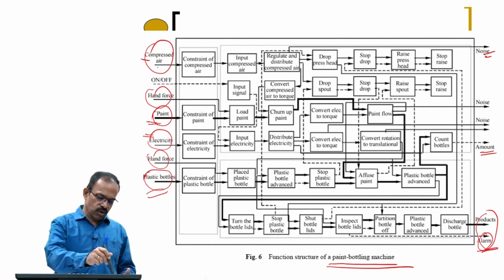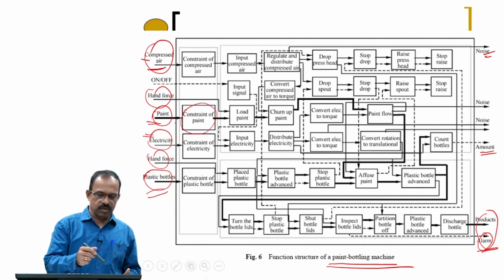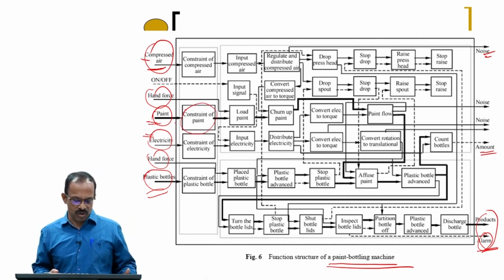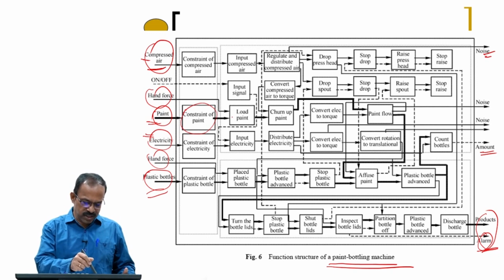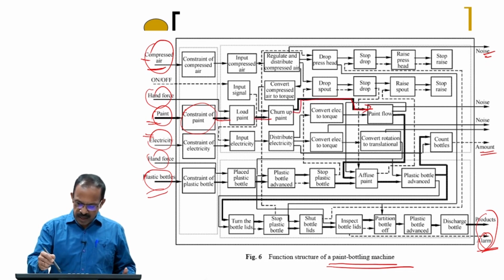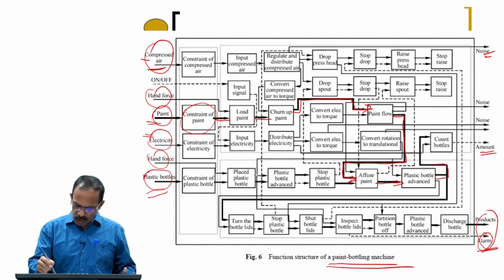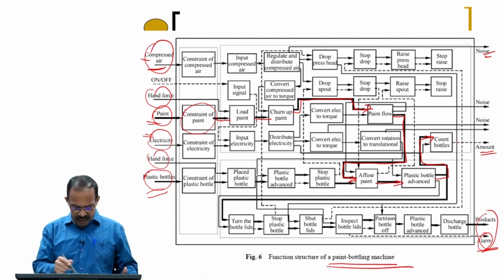Now, you can actually look at each one of these flows and see what is happening. For example, if you take the paint, you will see that you need to have some kind of storage, and it should not flow continuously. Then you load it and stir the paint properly. So, it is coming here, then the paint is flowing to the fill paint function and going to the bottle, and then the bottle is counted, and the bottle comes out here.